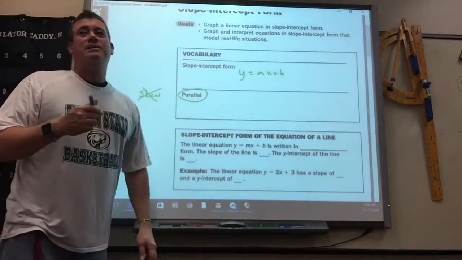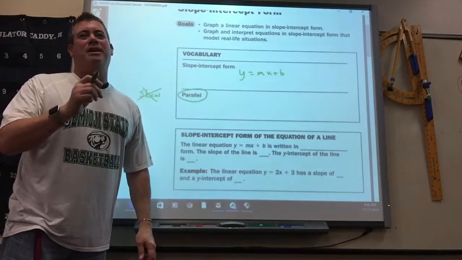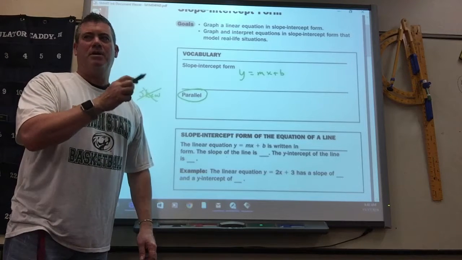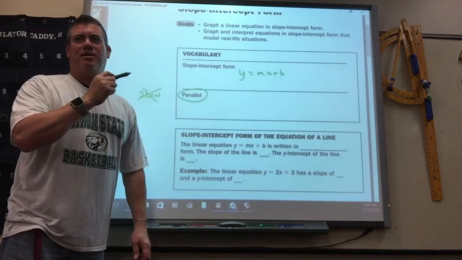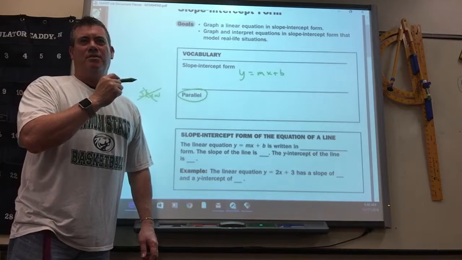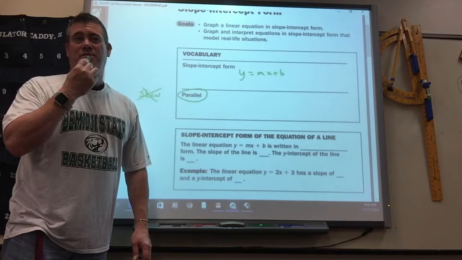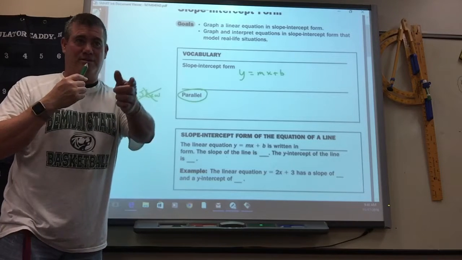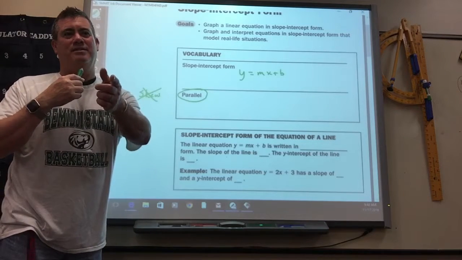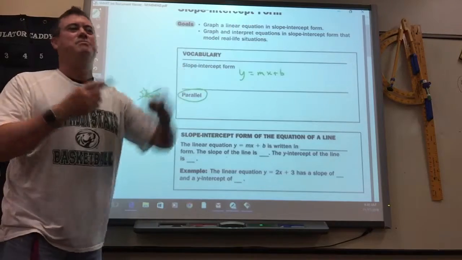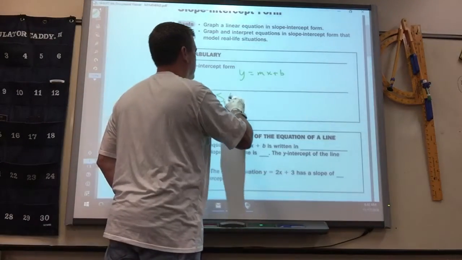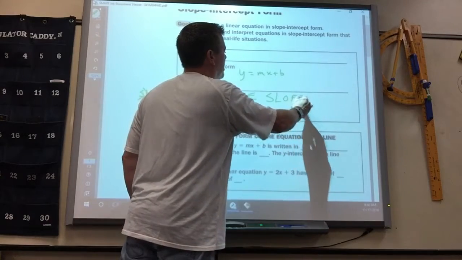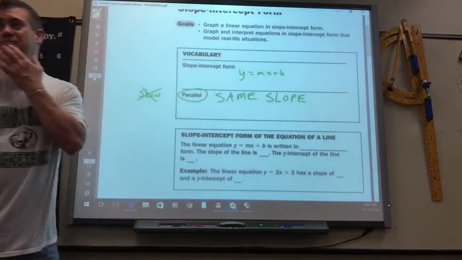But if lines are parallel, if you graphed lines like we're doing now, how can you tell on the graph that they're parallel? Same slope. Same degree, but we don't call it degree. Same slope. If they're parallel, they're going to have the same slope.